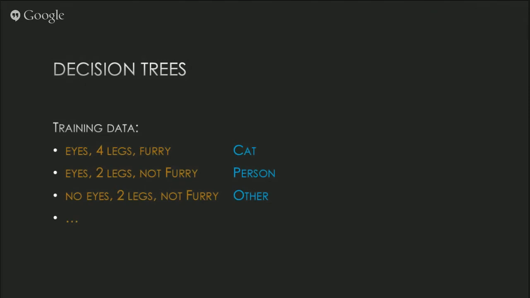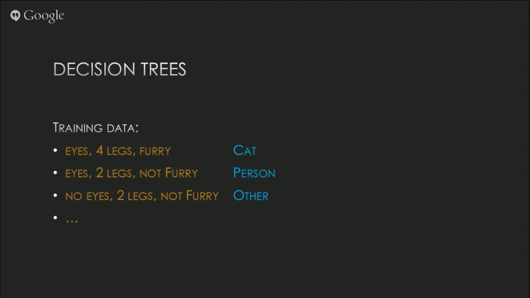And let's say this is our training data. So one training case might be that if it has eyes and 4 legs and is furry, I know that it's a cat. So this is the data I'm going to use to train my model, to generate that model. And all those cases follow the same kind of thing.